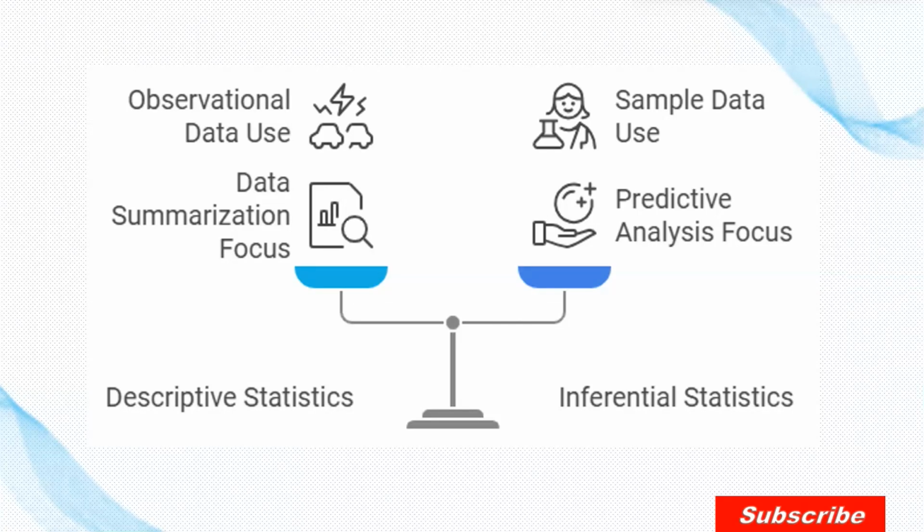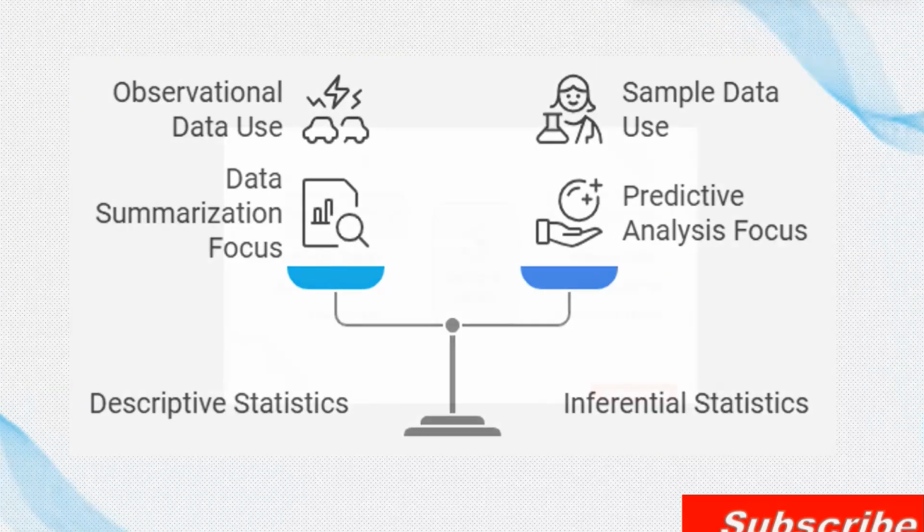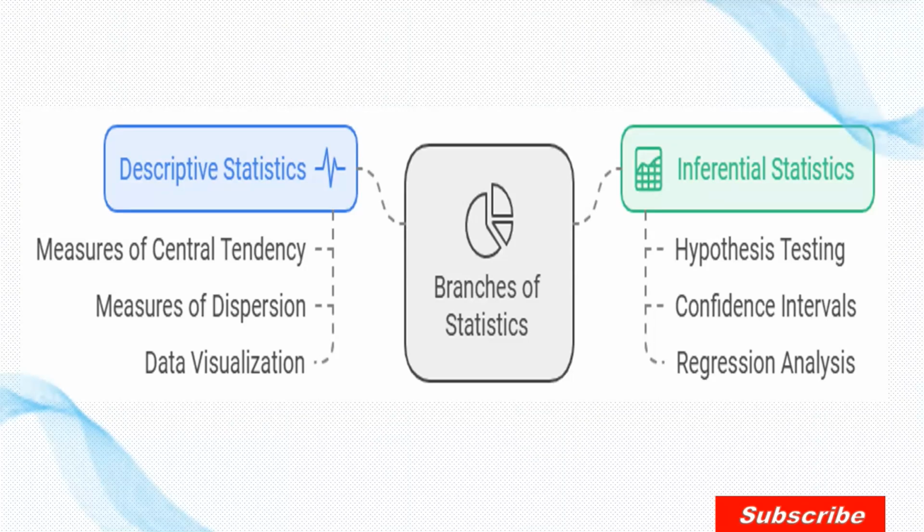This includes calculating measures of central tendency like the mean, median, and mode, which tell us about the center or average values in the data. We also calculate measures of dispersion like the range, variance, and standard deviation, which give us an idea of how spread out the data is around the center. Additionally, descriptive statistics often include data visualization techniques, such as charts and graphs, which provide a visual summary of data, making it easier to interpret and communicate findings.